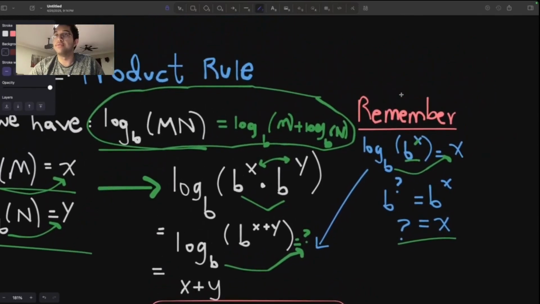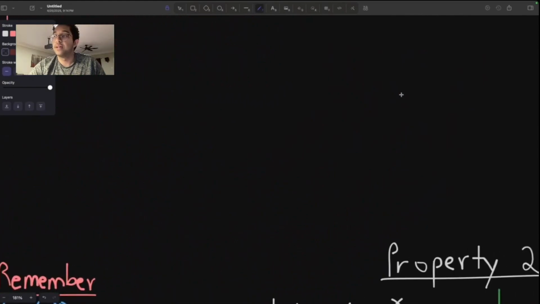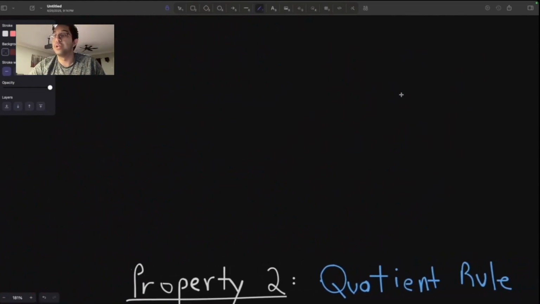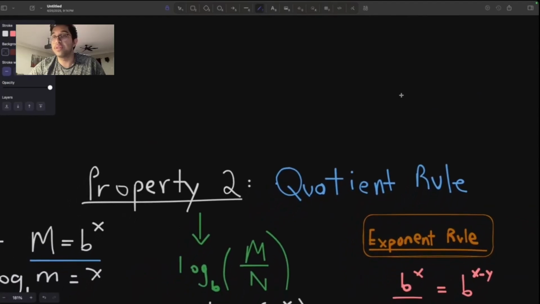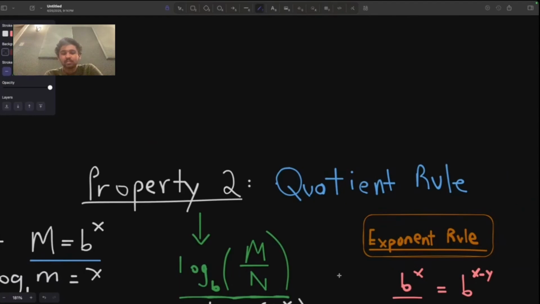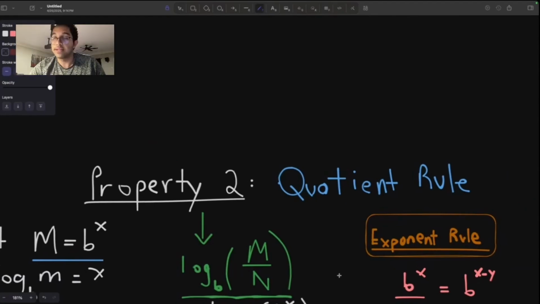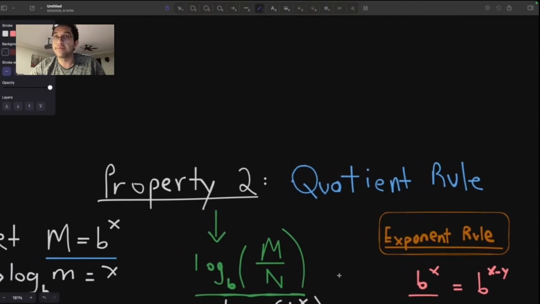Cool. Now we will get into our next property, the quotient rule. So Akhil, given what we did with the multiplication rule, what do you think this expression would simplify to under the quotient rule? I'd assume it'd be equal to log base b of m minus log base b of n, right? Yeah, that is correct, but we will explain how to derive that.